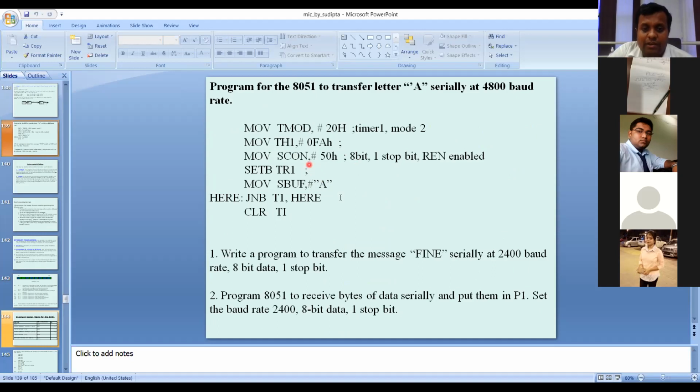I'm starting with the program. TMOD should be timer 1, mode 2, and if I run SETB TR1, the baud rate will be generated automatically. Whenever you transmit data, always give the ASCII code. To SBUF we give the ASCII code, for which we write a double inverted comma A. It will continue until the TI flag is set. TI flag means transmission interrupt flag. When transmission is done, the TI flag is set, which means my program is over.